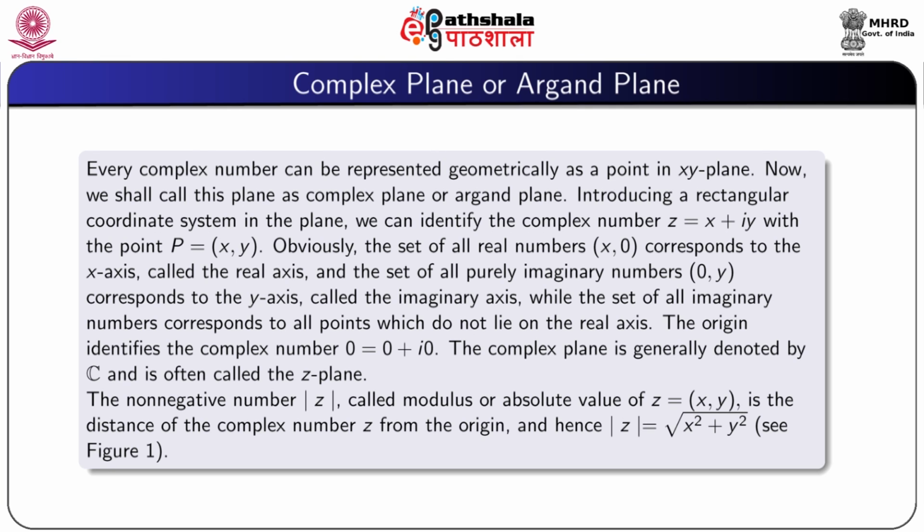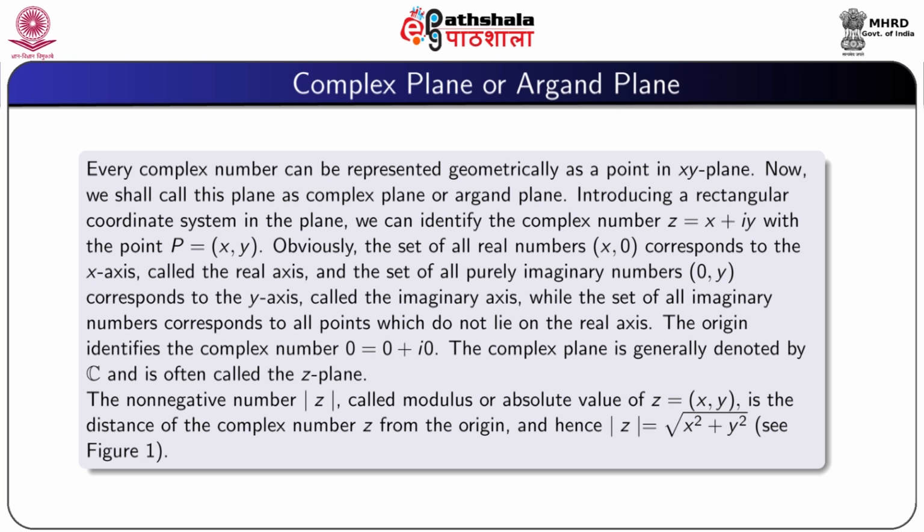Obviously, the set of all real numbers (x, 0) corresponds to the x axis, and we call this the real axis, and the set of all purely imaginary numbers, that is, ordered pairs (0, y), corresponds to the y axis, and we call this the imaginary axis, while the set of all imaginary numbers corresponds to all points which do not lie on the real axis.